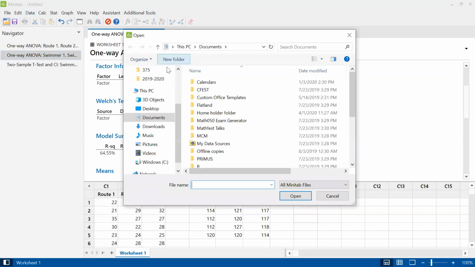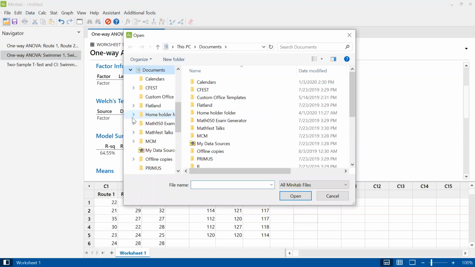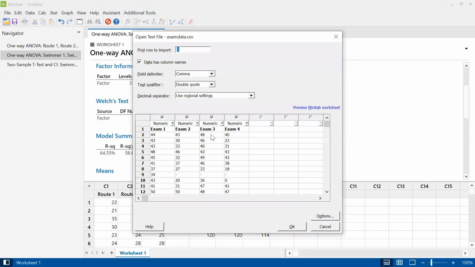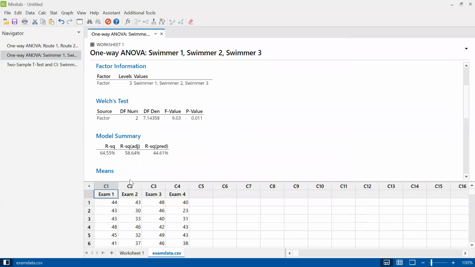So I'm going to open that file that has our ANOVA sample, our exam data sample. This was from 417. I have a folder for the 417 stuff, and I called that file exam data. We'll open that up. Data has column names, yes. And it looks like it's separated into columns like it should, so we'll hit OK. The column names are up separate, and row 1 has the first set of data.